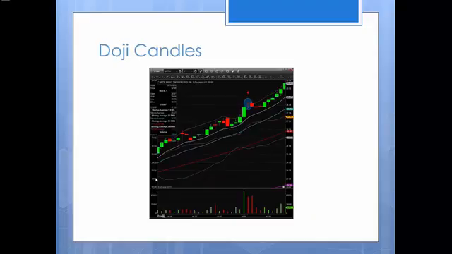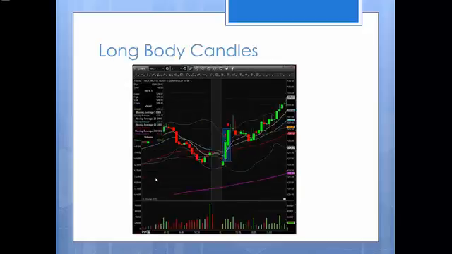We also look for doji candles. A doji candle is a candle where the open and close price are almost the same. And there's typically a little bit of an up candle wick and a down candle wick, the upper and the lower shadows. All right, so we keep an eye on dojis, inverted and regular hammers, and long body candles.